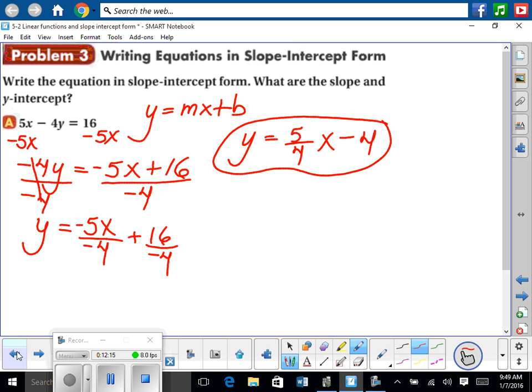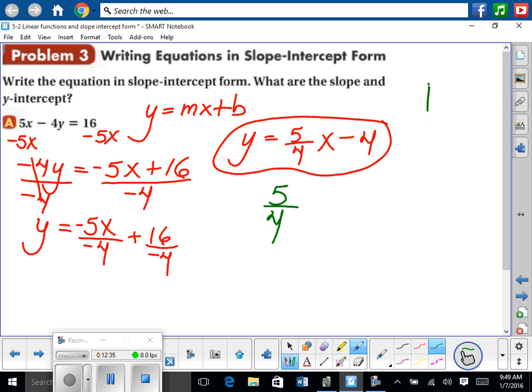Oh, I didn't answer the question though. It says, what's the slope? So my slope, you guys, this is the important part. My slope is 5/4. And on the end of level test, they might say identify the slope and the y-intercept. And here's the important part. The y-intercept needs to be written as a point. And they would give you that instruction: write the y-intercept as a point.